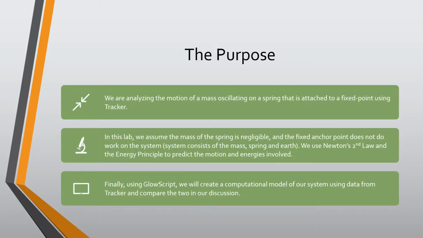In this lab, we are analyzing the motion of a mass oscillating on a spring that is attached to a fixed point using Tracker. We assume the mass of the spring is negligible and the fixed anchor point does not do work on the system. We are defining the system to consist of the mass, spring, and Earth. We use Newton's second law and the energy principle to predict the motion and energies involved. Finally, using GlowScript, we will create a computational model of our system using data from Tracker and compare the two in our discussion.